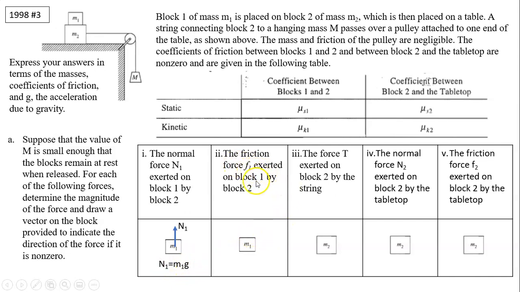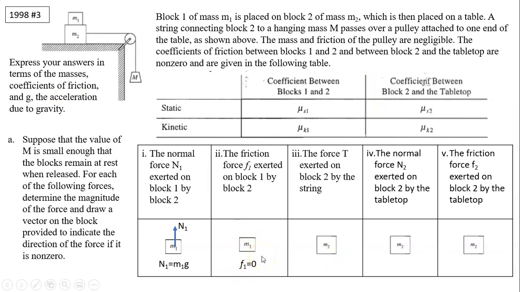The friction force F1 exerted on block 1 by block 2. Let's take a look at M1. Other than the normal force and gravity, there is no other horizontal force. Since there is no other horizontal force and M1 is at rest, there is no friction. F1 has to be 0. Since F1 equals 0, you can't draw anything.